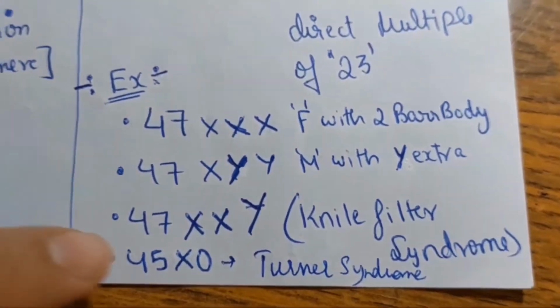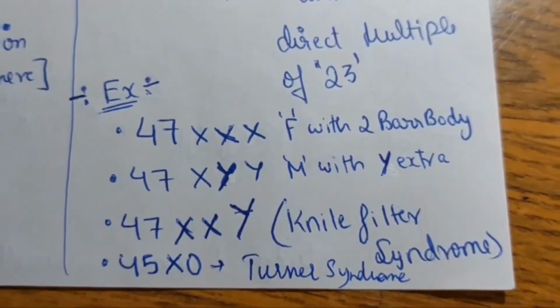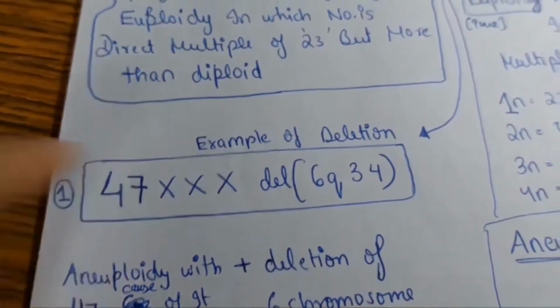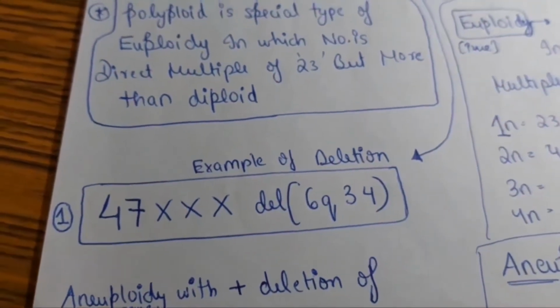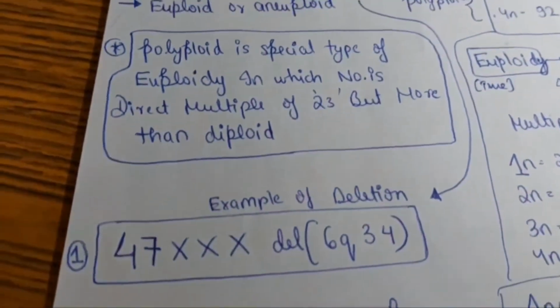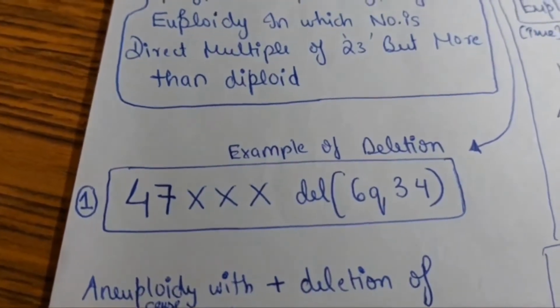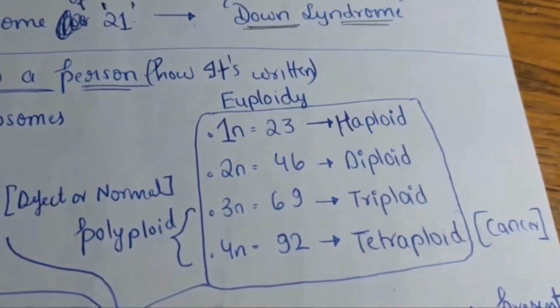So this female in every cell will have 45 chromosomes instead of 46 chromosomes. So when we talk about numerical problems, we should first discuss if the cell is aneuploid or euploid. Then if the cell is, for example, euploid, then we should discuss if it is haploid, diploid, triploid, or tetraploid.